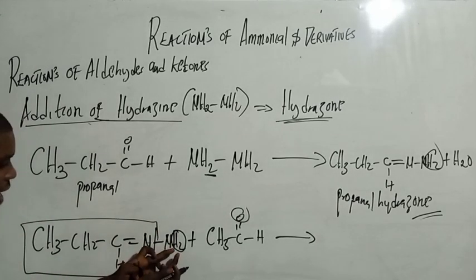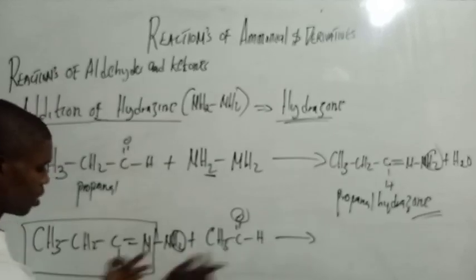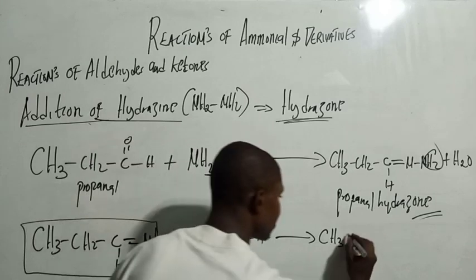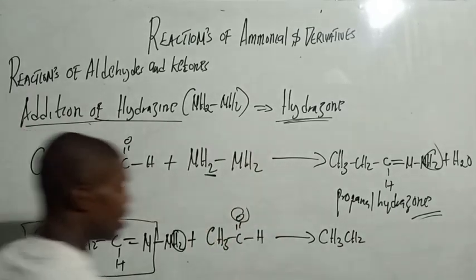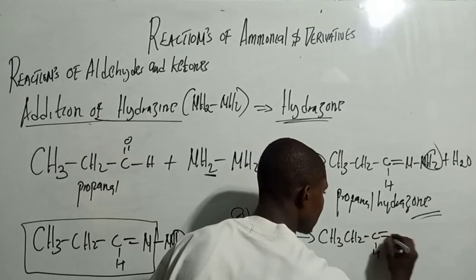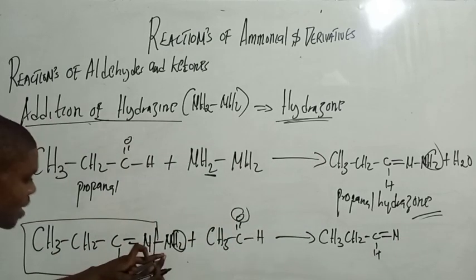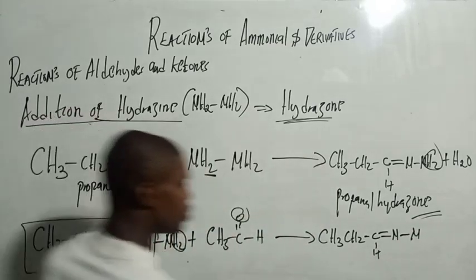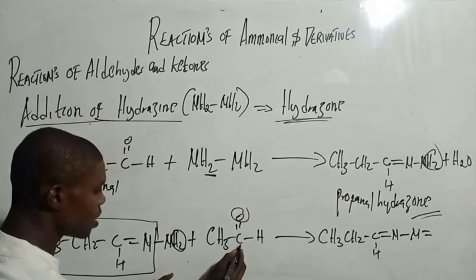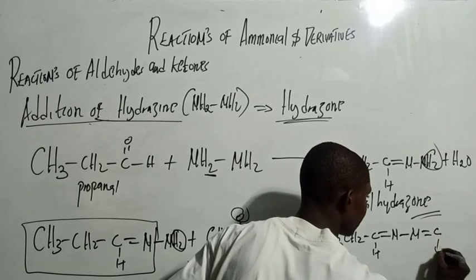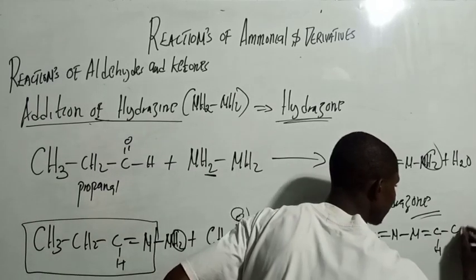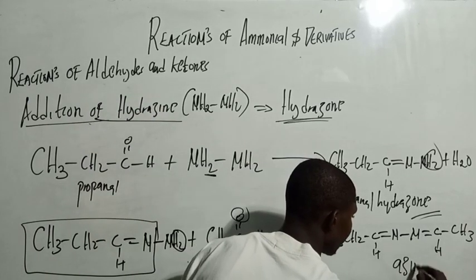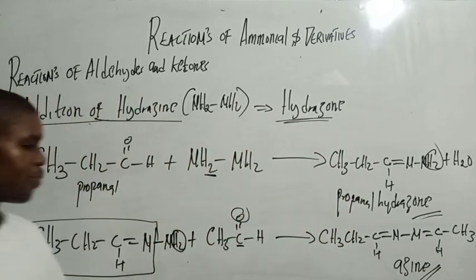The only part that reacts now is the H2 plus this other one here. So you have CH3, you have CH2, you have C hydrogen, right? So what we are left with here is nitrogen double bonded to this carbon here. You have hydrogen here, right? And CH3. Yes, called azine as a product.